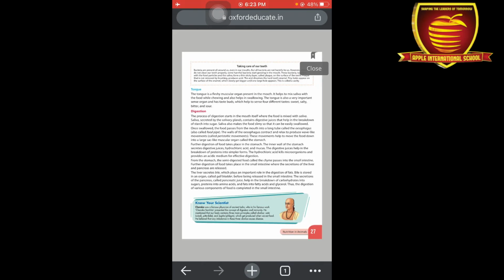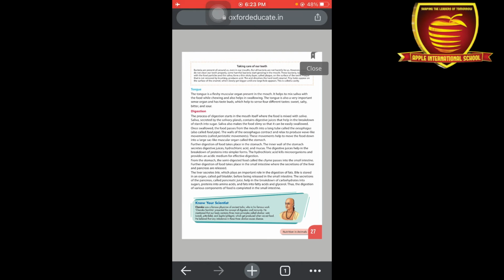Now tongue. The tongue is a fleshy muscular organ. Muscular organ means the tongue can't contain any type of bone in it. What is it made of? It is made only of muscles. It helps to mix saliva with food while chewing and also helps in swallowing.